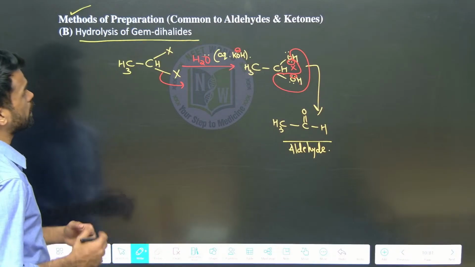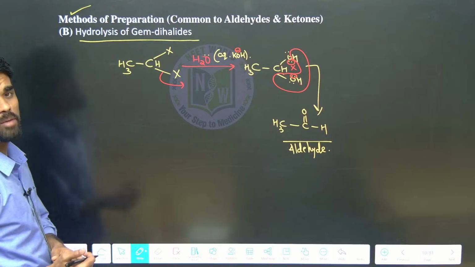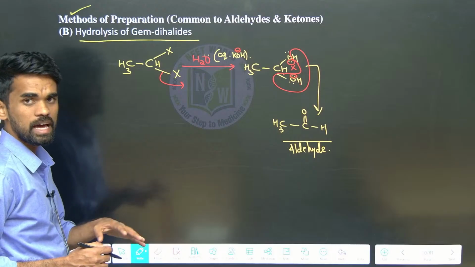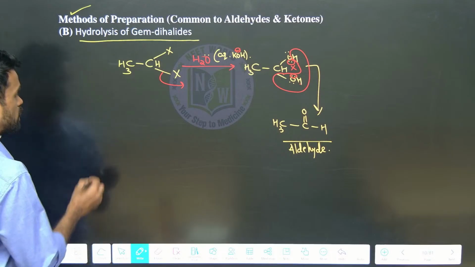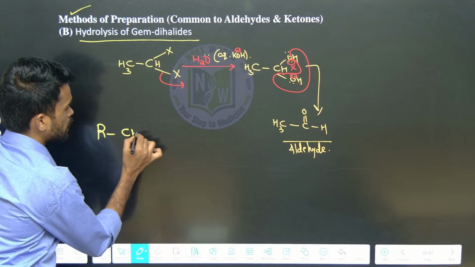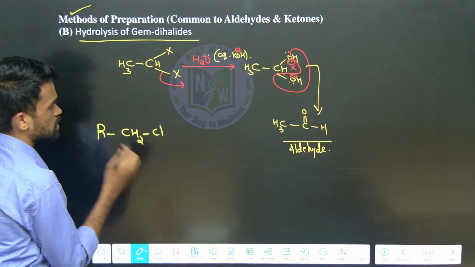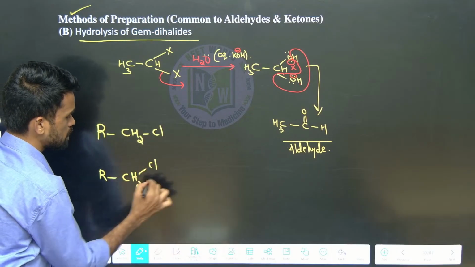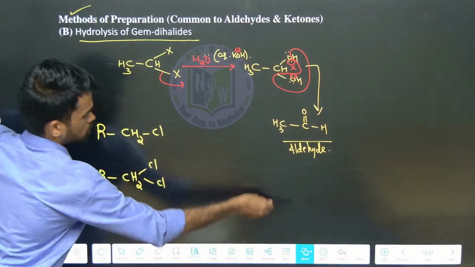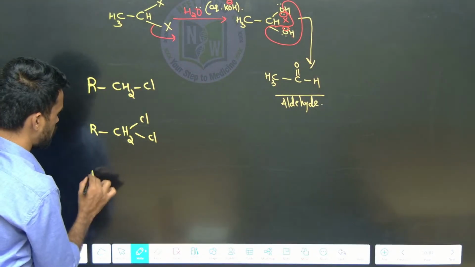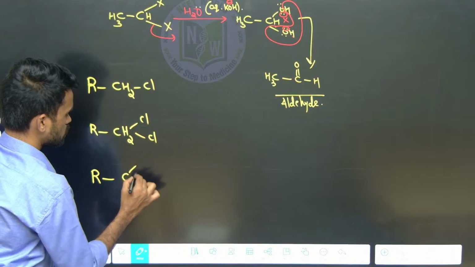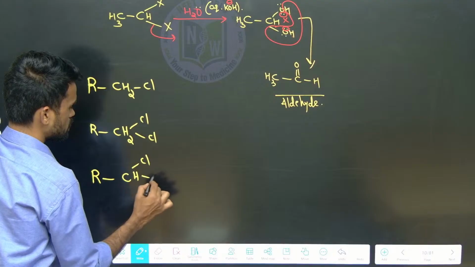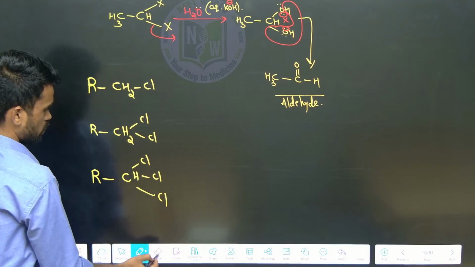Sir, you are only talking about geminal dihalides. Why? What happens if we have a monohalide, dihalide, or trihalide? Let us take all of those and see the difference. See here, R, CH2, Cl I am taking. This is a monohalogen. R, CH, Cl, Cl, this is a dihalogen, and next I am taking a trihalide here, R, C, Cl, Cl, Cl.